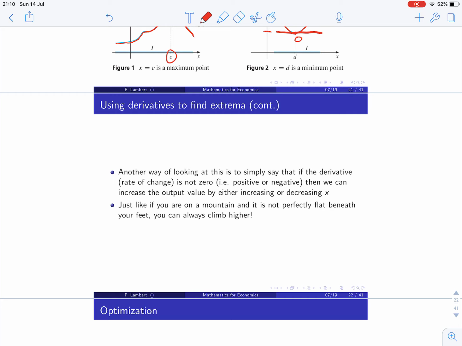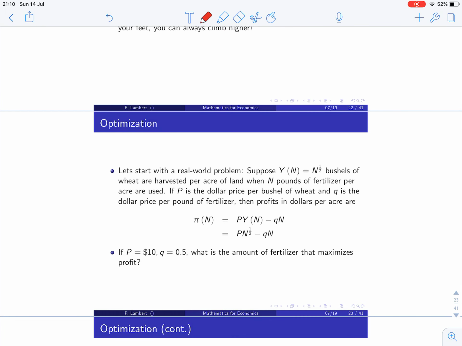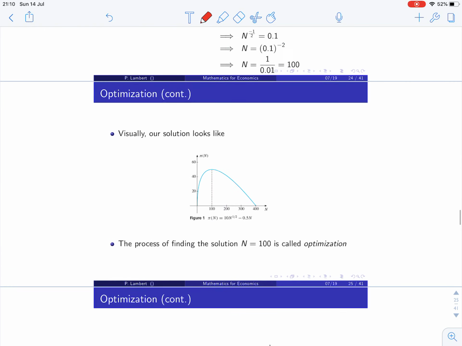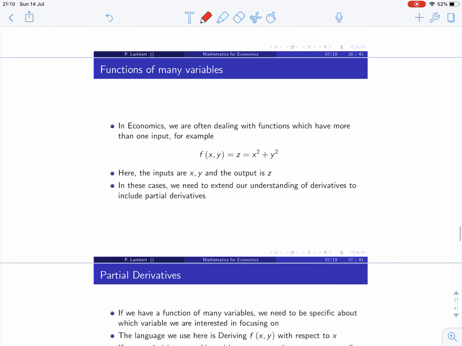I think I already spoke about this slide, so let's not worry too much. And I think I've probably covered everything. I'm not going to go into optimization in this class. Let me just quickly scoot through the slides. Is there anything else I want to talk about?